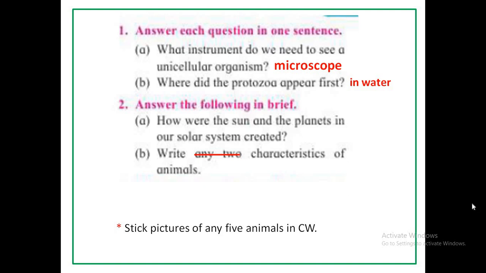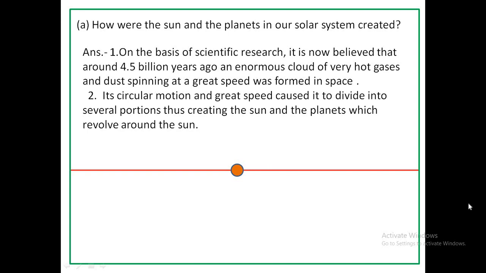Question 2. Answer the following in brief. First one, how were the sun and the planets in our solar system created? Answer is on page number 12 in your textbook. Second paragraph, on the basis of scientific research, it is now believed that around 4.5 billion years ago, an enormous cloud of very hot gases and dust spinning at a great speed was formed in space. Its circular motion and great speed caused it to divide into several portions, thus creating the sun and the planets which revolve around the sun.